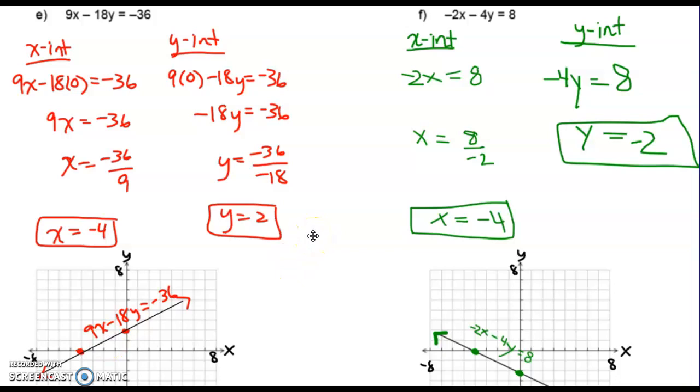For my y-intercept, 9 times 0 is 0. So I have negative 18y equals negative 36. Divide both sides by negative 18 and end up with y equals positive 2. So there I mark positive 2 on my y-axis, and then I connect my 2 points with a straight line.